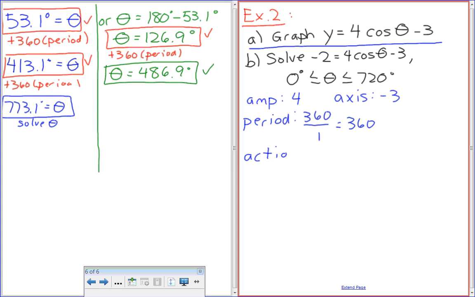Is the axis still -3? Yeah, that's still -3. So my action points are going to be? The action points? Go ahead, Georgie. Good. Current phase shift is going to be? Somebody help me, what's the phase shift here? I mean on this one. This is no phase shift.